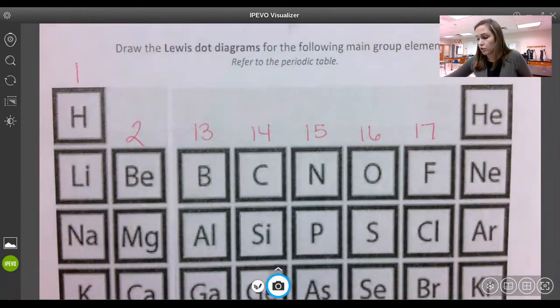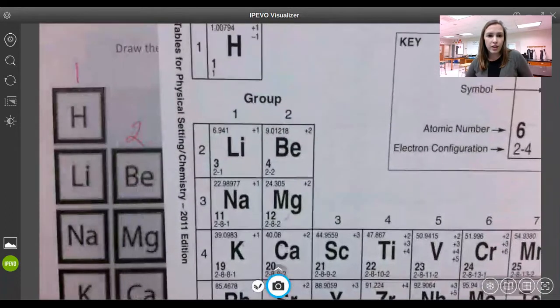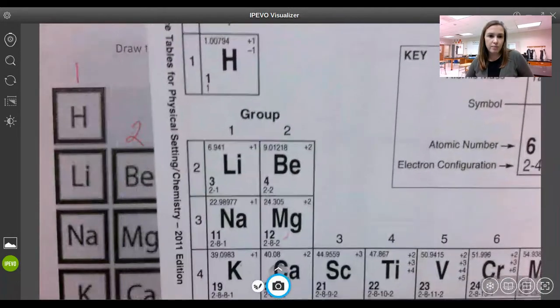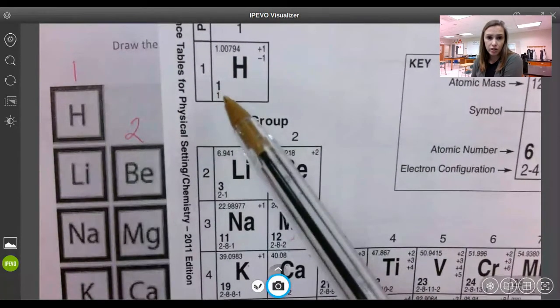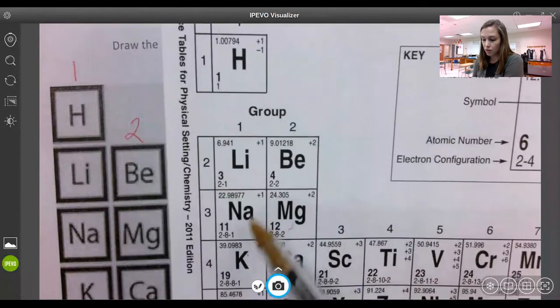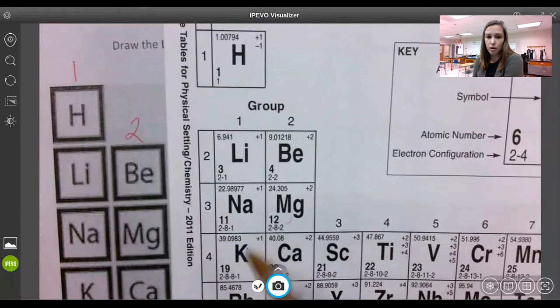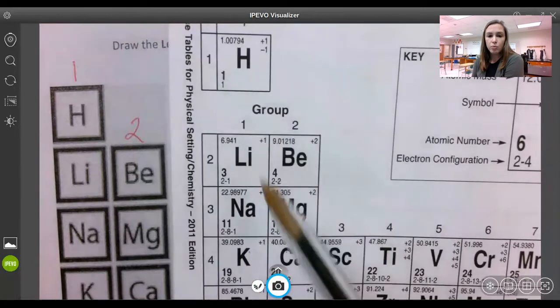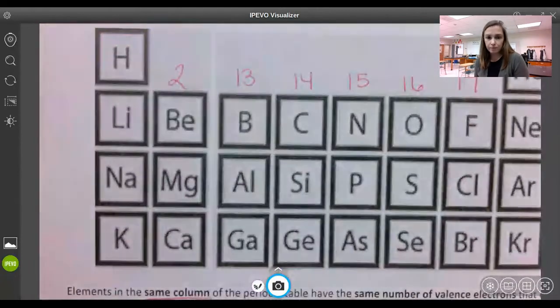We're going to skip over our transition metals. So if we look at the first set of elements, the first column, this is group 1. We have hydrogen, which has just 1 electron, so it only has its 1 valence electron. You'll see lithium is 1, sodium's last shell is 1, potassium's last shell is 1. So you should see that in group 1, all of these elements just have 1 valence electron.